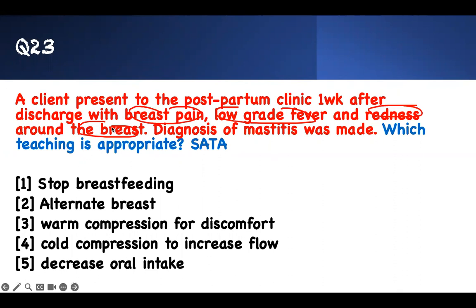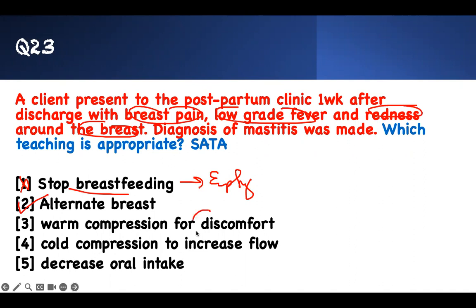You got to get rid of whatever is swollen, making the inflammation of the breast. So you should not stop feeding. You should breastfeed to empty the breast. The more the breast is empty, the better. And you should alternate, one breast drains, the other one gets better. So alternating the breast is better. Warm compression will increase flow. When something is warm, it dilates the vessels and it will increase flow.